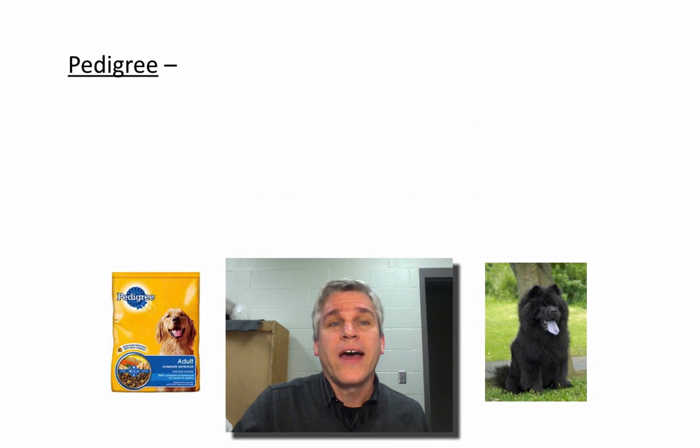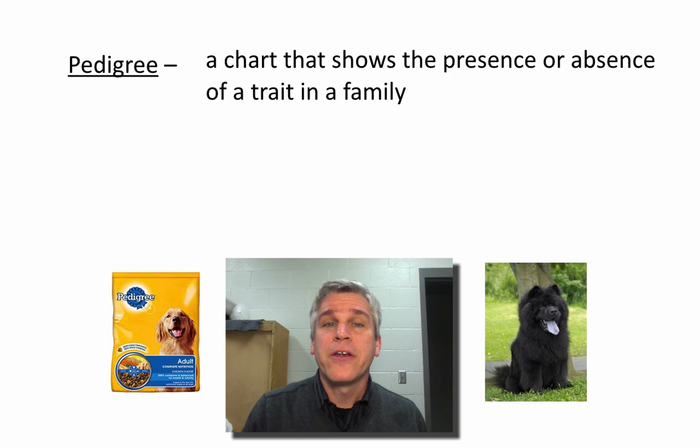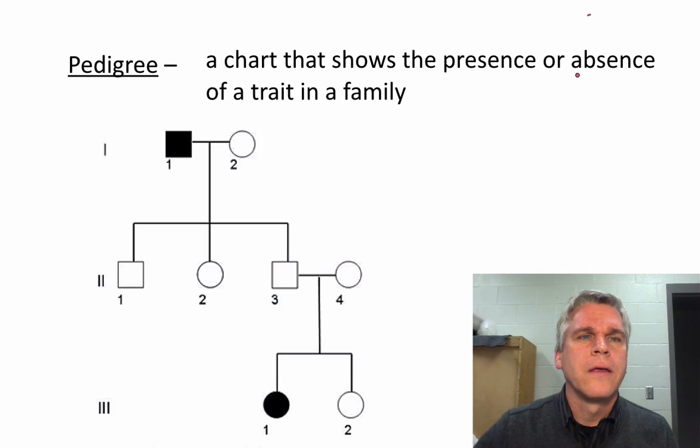So to quickly define this, we could say that a pedigree is a chart that shows the presence or absence of a trait in a family. So we're going to spend some time looking at how we interpret a pedigree. Let's take a look at a couple of characteristics of a pedigree.